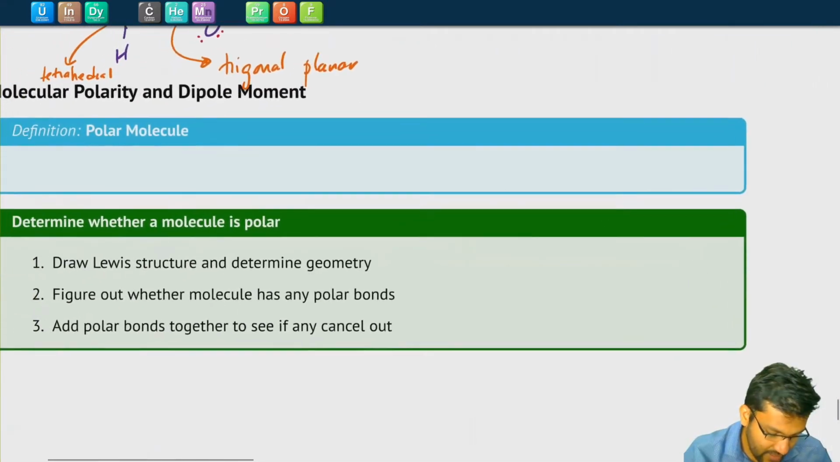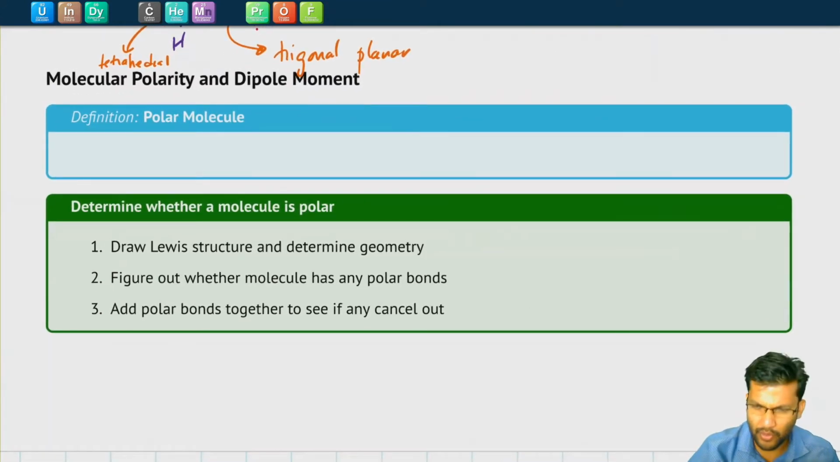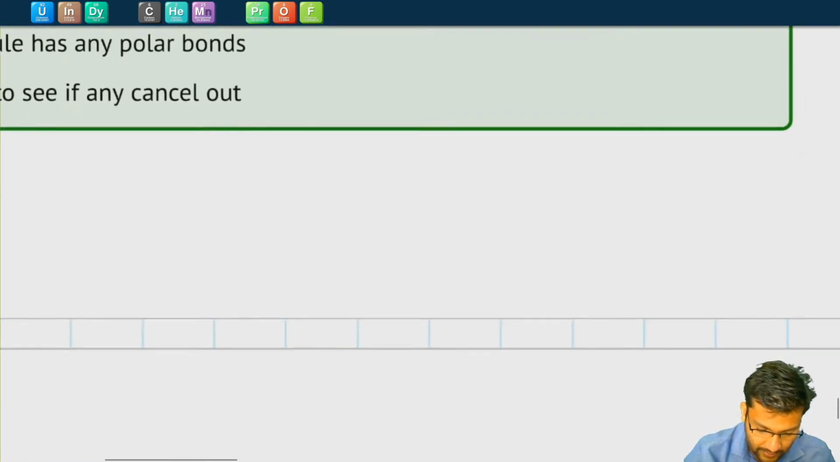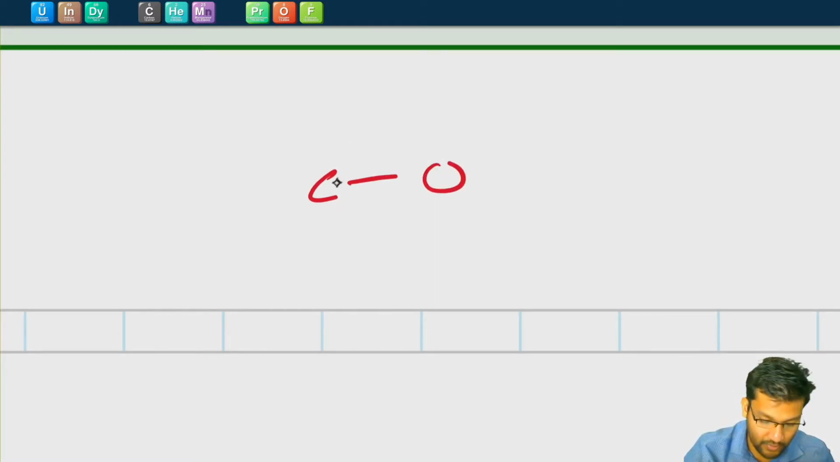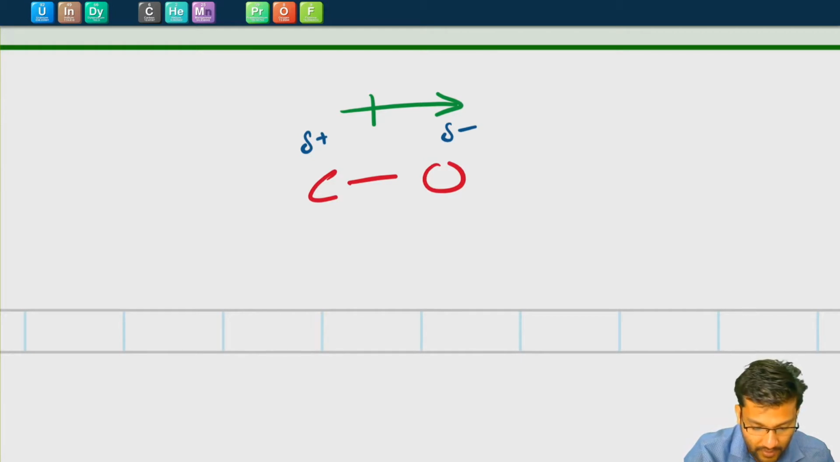Alright, so what do we mean when we say we have a polar molecule? Well, earlier we talked about polar bonds, right? Where it depends on the electronegativity of the element. For example, let's look at a carbon-oxygen bond. We know that oxygen pulls on electrons more than carbon, so this oxygen will have slightly more electrons than the carbon, and so what we end up having is a polar bond. And we usually draw this little arrow with a little stick through it to show the direction that the electron is being pulled in. So this is a polar bond.